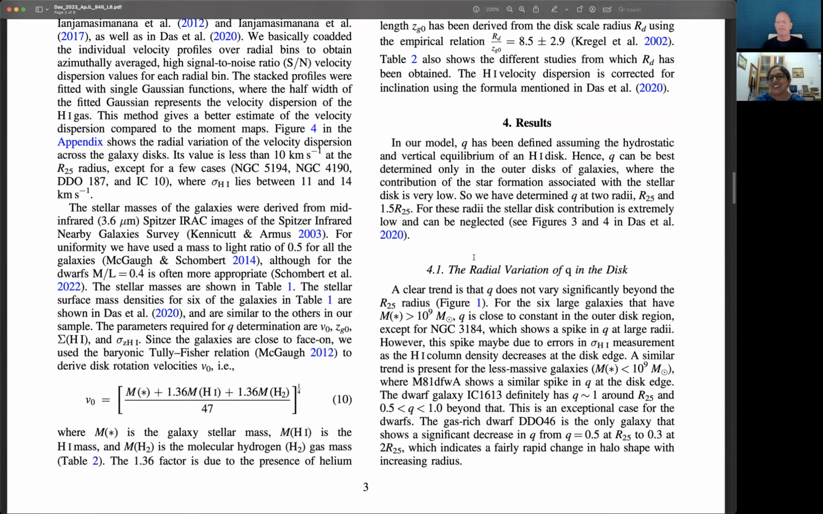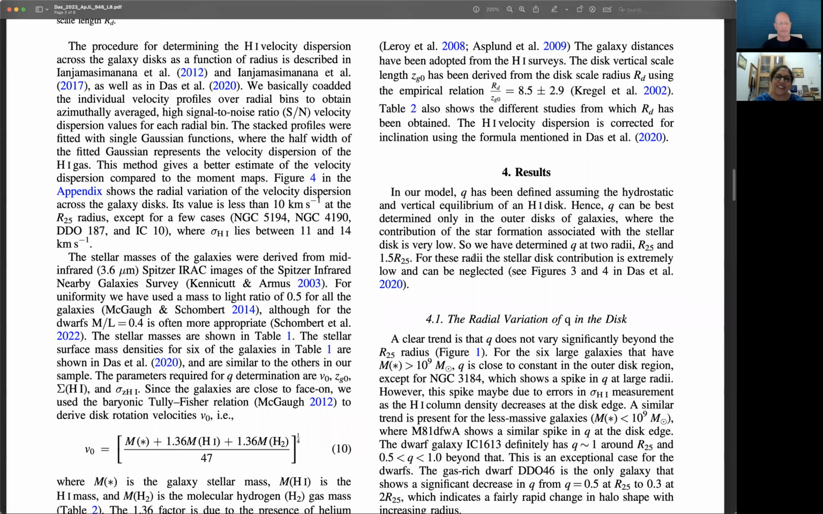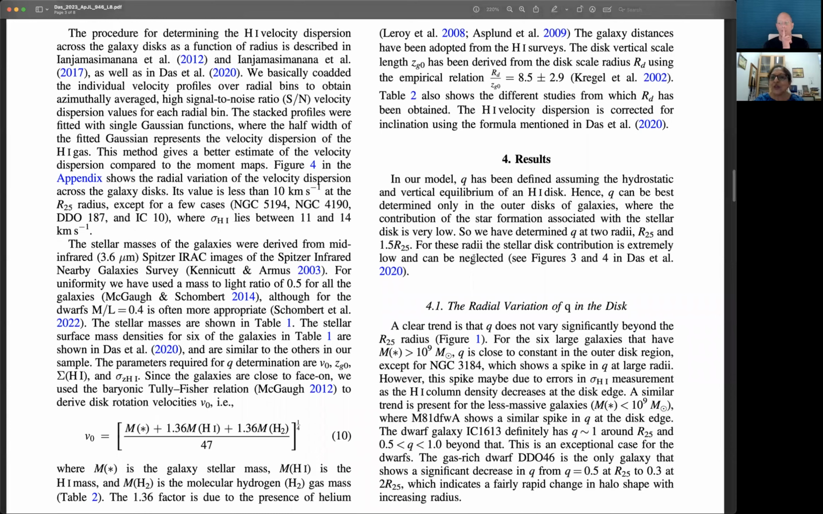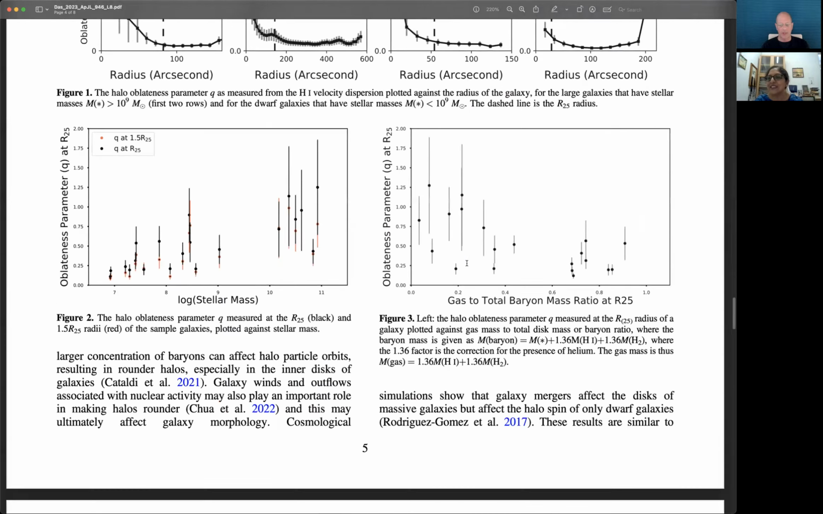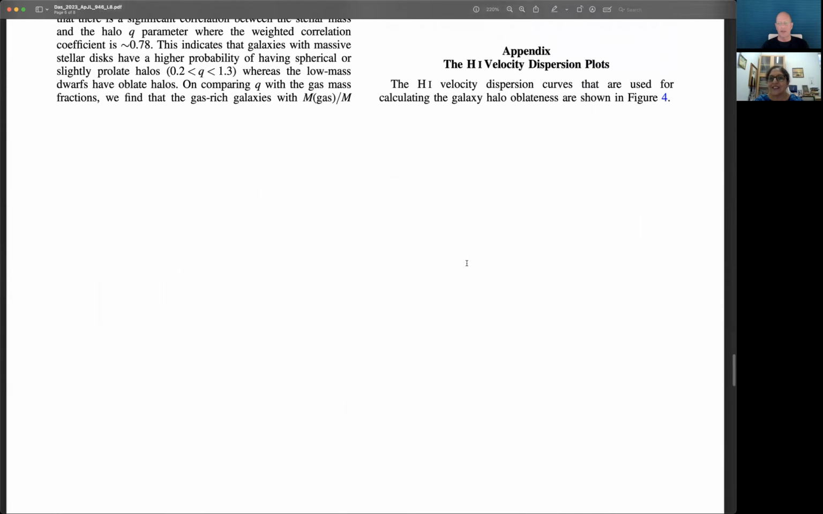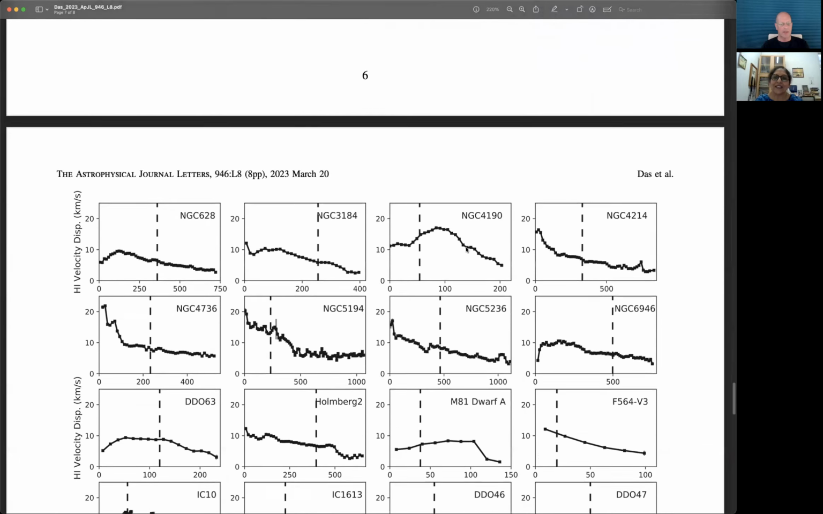So we can move down a bit. Maybe I can just show some of the velocity dispersion plots in the appendix, Francis. Sure, let's take a look at that. So the dispersions are in the appendix. There we go. H1 velocity dispersion plots.